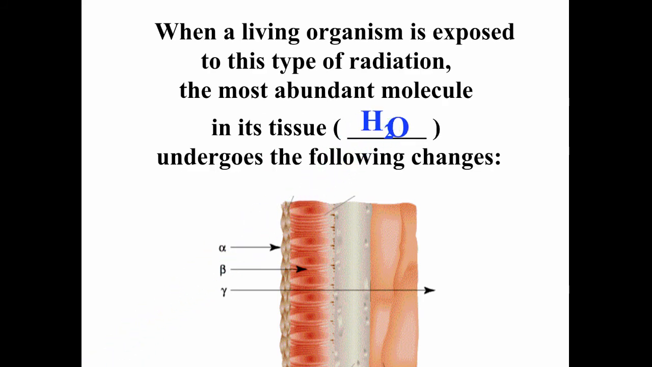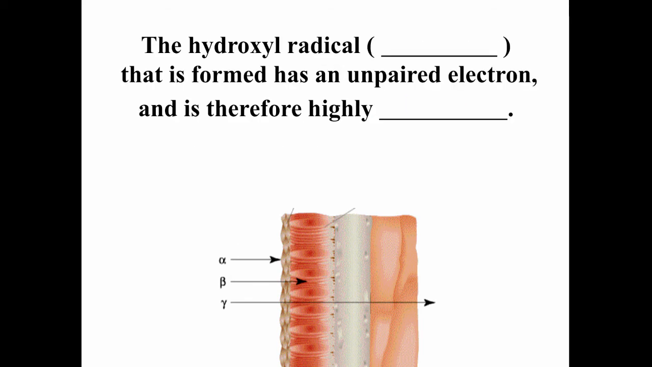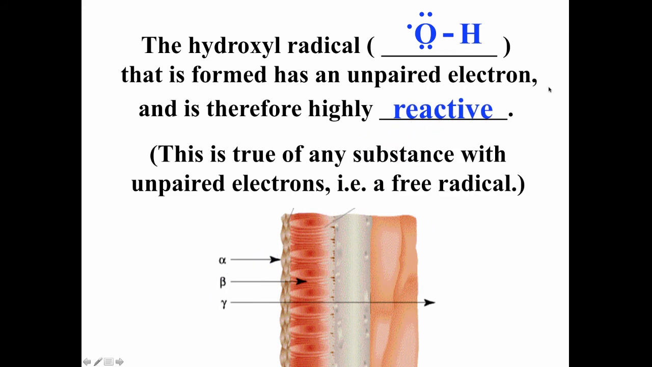And what often happens is it does this to the most abundant molecule in tissue, which is water. What ends up happening is it forms a hydroxyl radical. It basically knocks off a hydrogen atom and an electron, and what's left behind is an OH. Notice this OH is missing an electron. It does not have a full octet. Anything with an unpaired electron like this is called a radical. Those things are very, very reactive. This is true for anything that has an unpaired electron. They're also sometimes called free radicals.